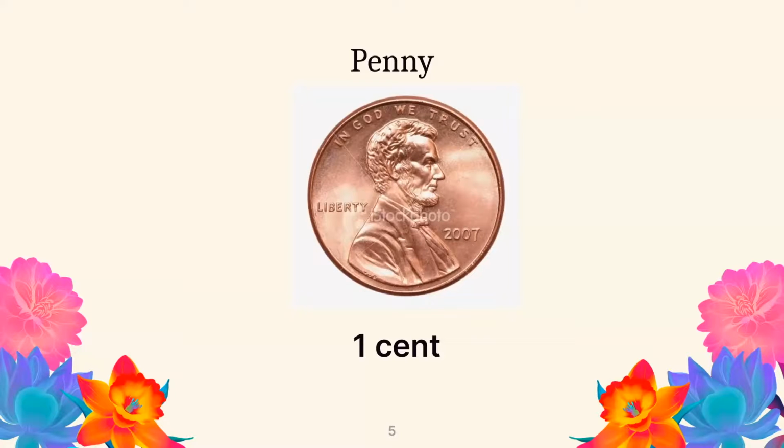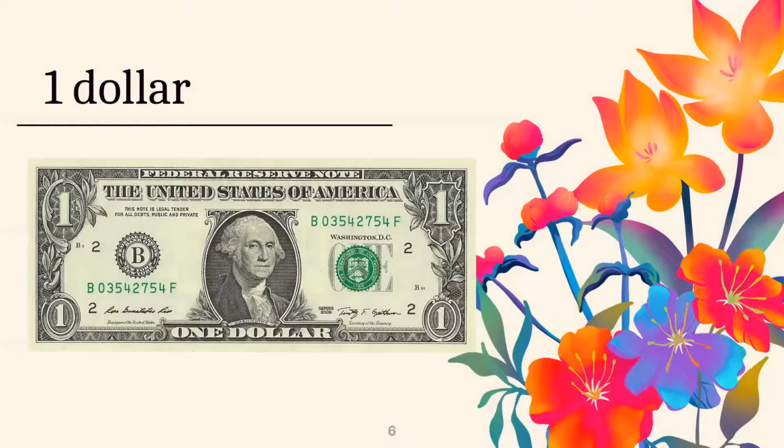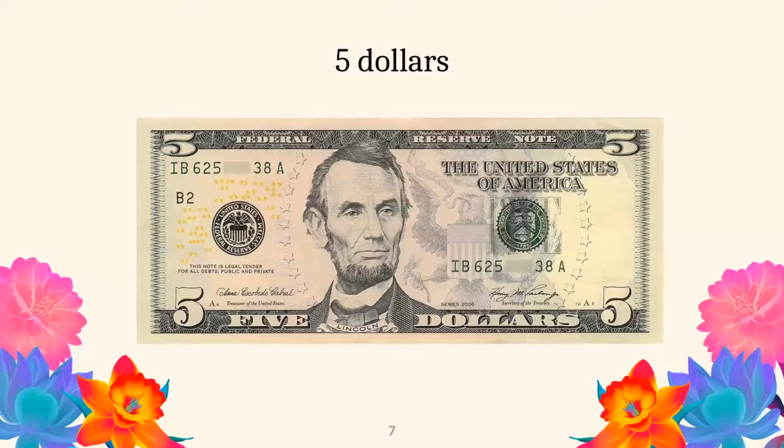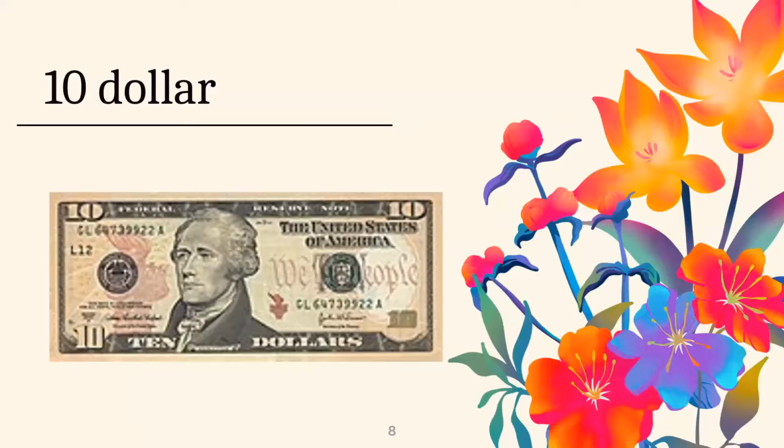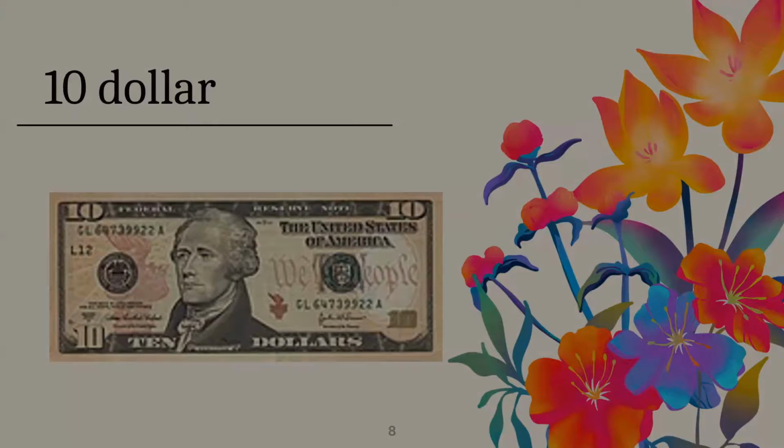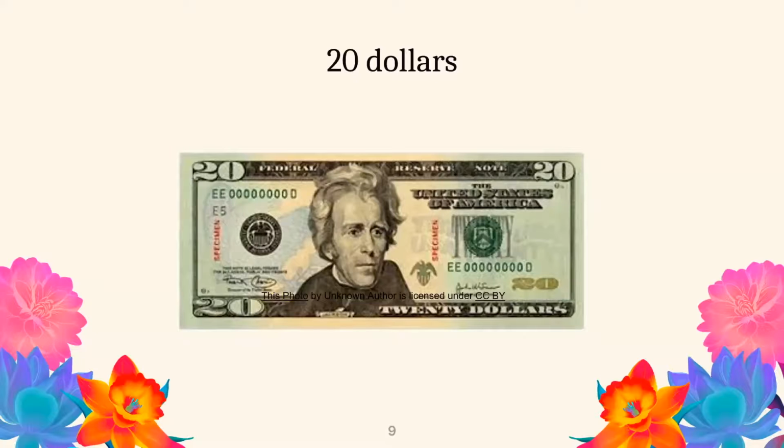Now let's look at some dollar bills. We have the $1 that looks like this, the $5 that looks like this, the $10 that looks like this, and the last one we are going to be looking at is the $20 that looks like this. Now that we've gone over some review, let's learn how we count money.